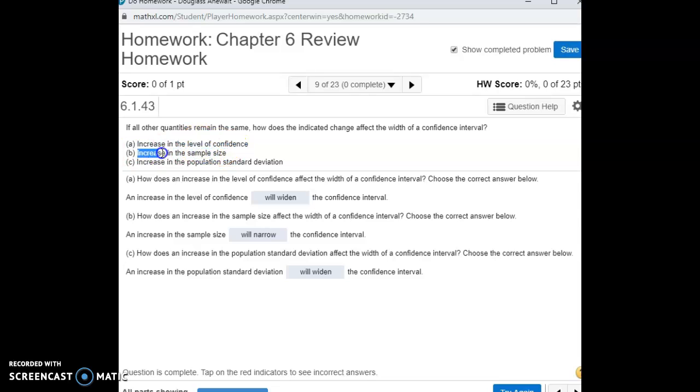What happens if everything else stays the same and we increase the sample size? Well, we're going to have more accurate information with a larger sample size, so we can make a more narrow and precise confidence interval. If everything else stays the same and we increase the population standard deviation, that just means the data is more spread out, and with more spread out data, we're going to end up having a wider confidence interval trying to estimate the population mean.